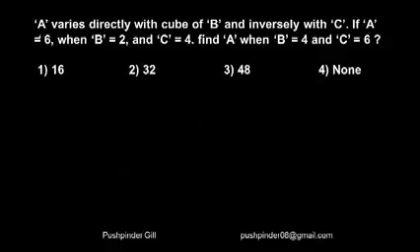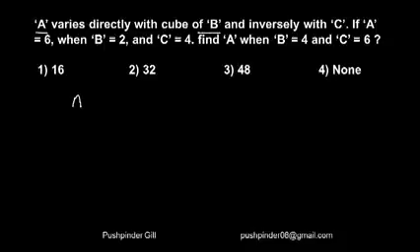Now let's see this question. A varies directly with the cube of B and inversely with C. Now if A is equal to 6, B equal to 2 and C equal to 4, find A when the values of B and C are given. Now let's do this question step by step. A varies directly with the cube of B.